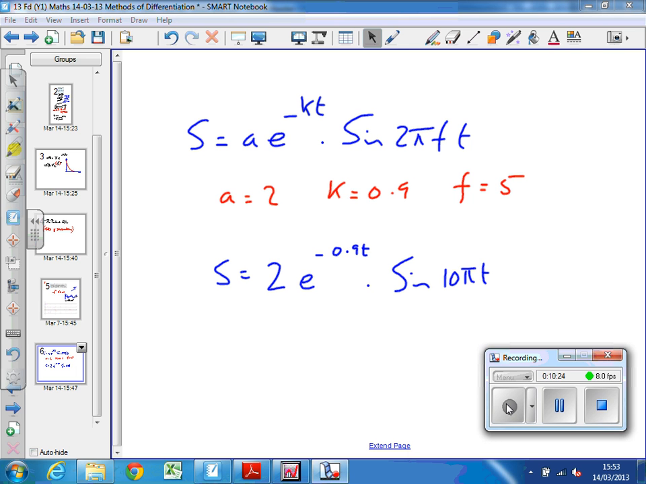So what we're going to do now is look at the product rule, which is the way we differentiate this, and then come back and look at this question and finish the question off. Okay?